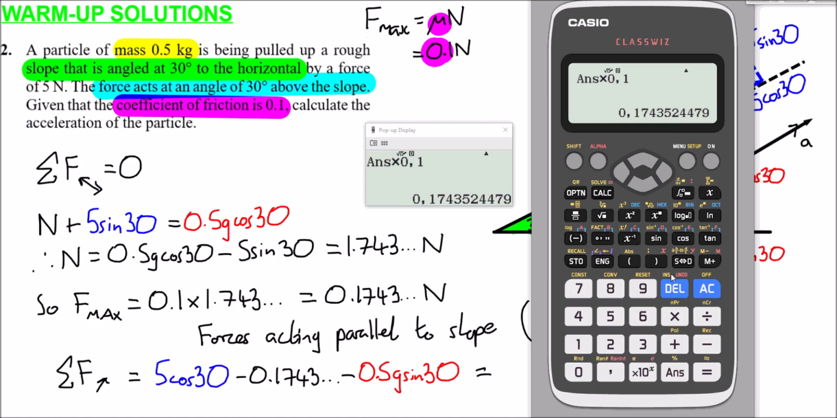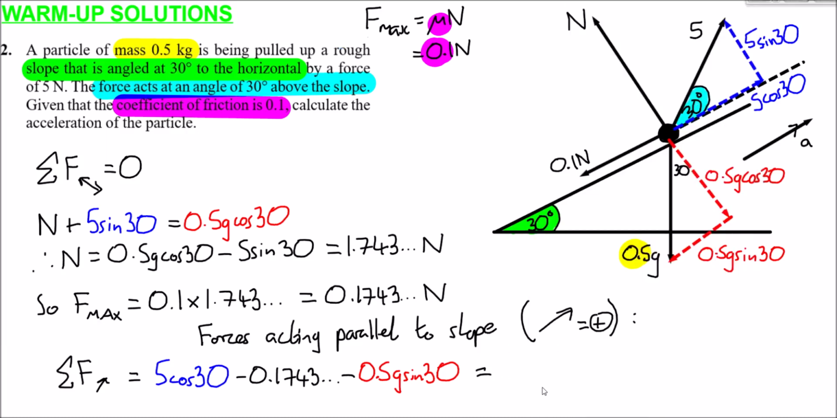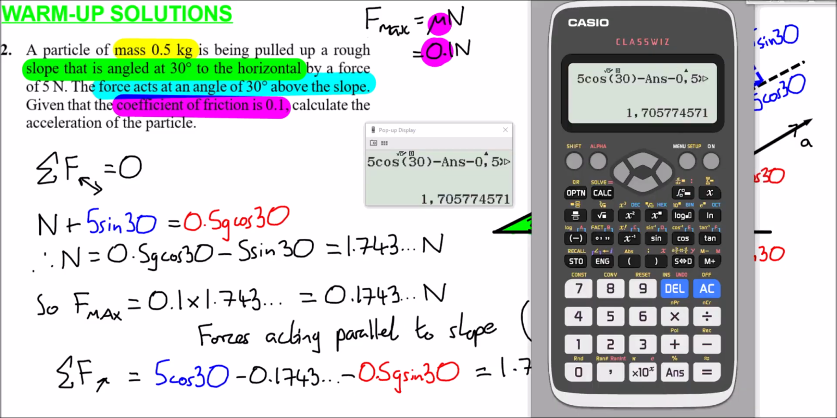So let's now do this calculation, and I can press the ANS button to get this value here. So going up the slope, we have 5 cosine 30 minus our stored answer minus 0.5 multiplied by g, 9.8, multiplied by sine 30. And that gives us 1.7057, and so on and so on. So going up, we've got 1.7057 newtons. Just double check. Yeah, that's correct.